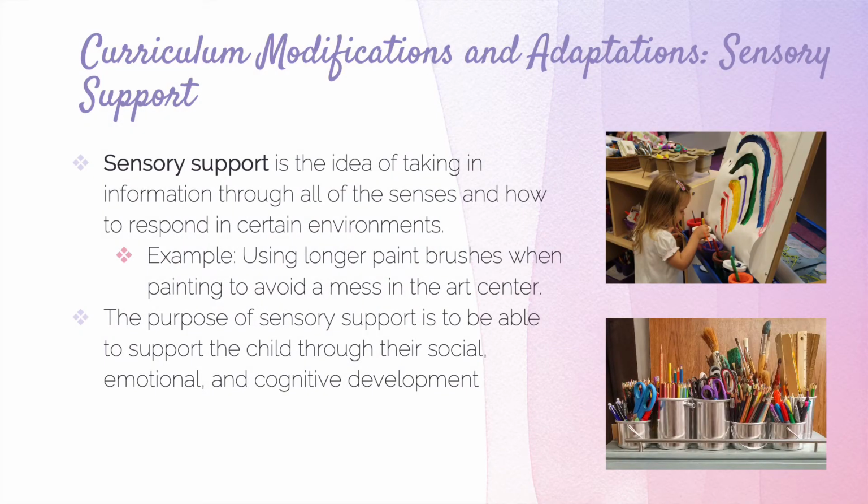Lastly, the last curriculum modification and adaptation is sensory support, which is the idea of taking in information through all of the senses, which include tactile, auditory, vestibular, sight, olfactory, and gustatory, and how to respond in certain environments. Now, the purpose of sensory support is to be able to support the child through their social, emotional, and cognitive development. A good example of using sensory support in the classroom is for people who are very sensitive to touch to use longer paint brushes when painting to avoid a mess in the art center.